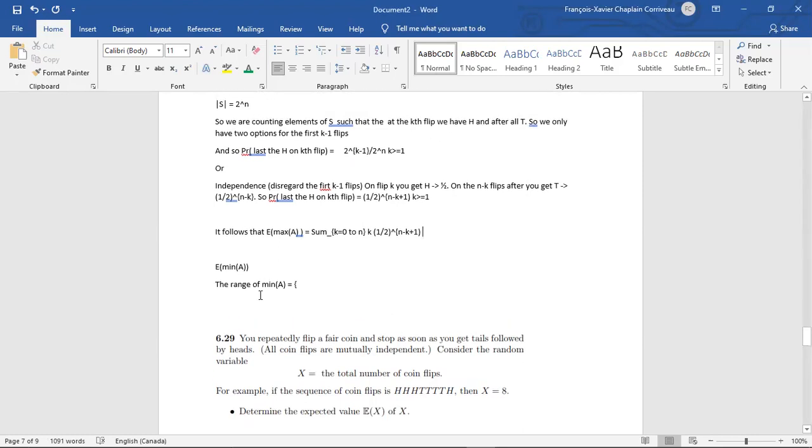Okay, so the range, we'll pretty much do the exact same thing for the minimum. So the range of the minimum is the exact same thing. It's from 0 to n. Right? I flip a coin for each of my elements from 1 to n. And if it's head, it's in my subset. So if I didn't include any elements, my minimum is 0.